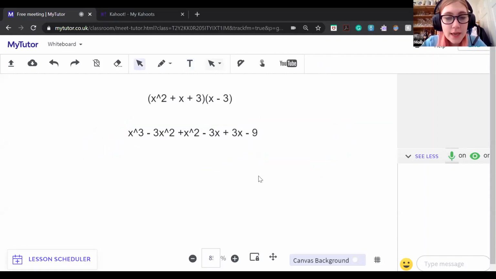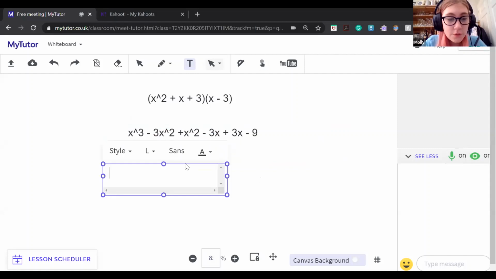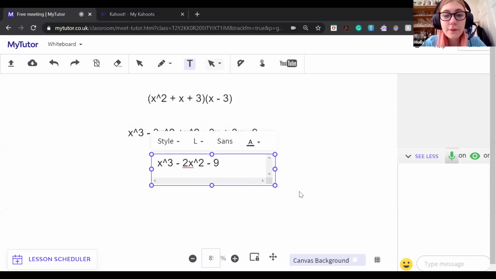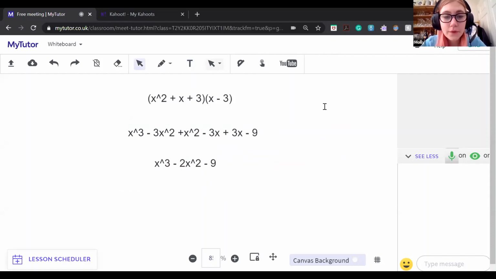And then what we can do here is see that minus 3x squared plus x squared gives us a minus 2x squared. And these two cancel out. So what you end up with is x cubed minus 2x squared minus 9. So loads of you got that, which is really, really good. So well done on that one.